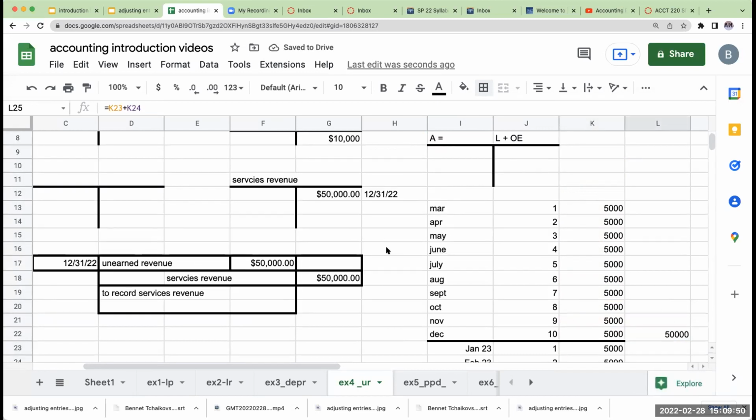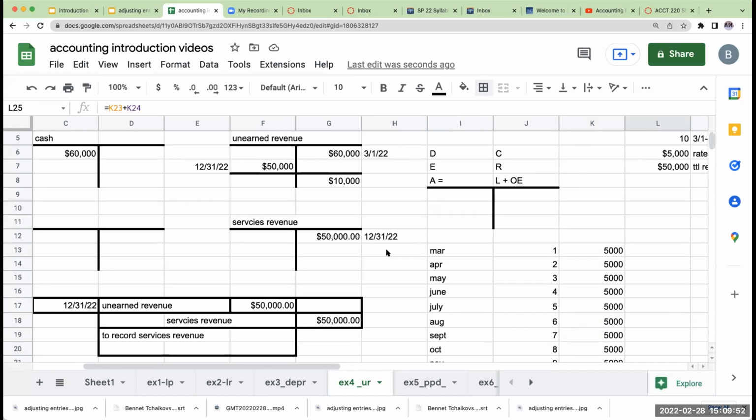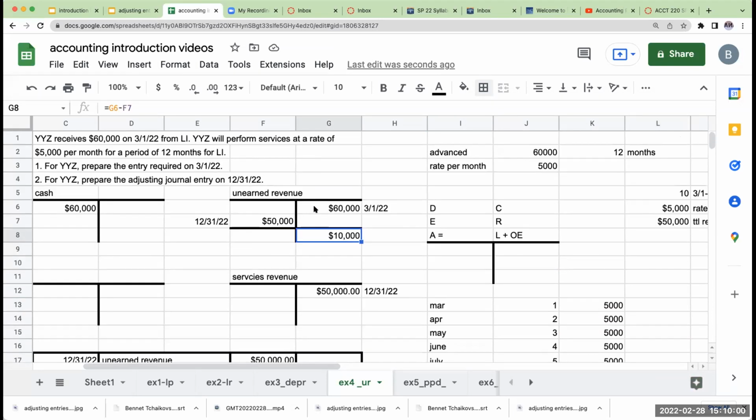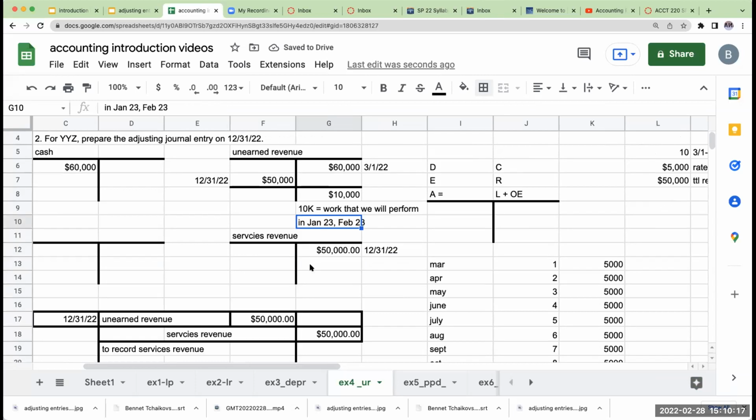So what's really important is that after you make your adjusting entry, do your revenues reflect what has been earned? Do my liabilities reflect the future service obligation? And the answer is yes, this 10,000 is going to be work that we will perform in January of 23 and in February of 23. 5,000 per month times 2 months. So that brings us to the end of this example.